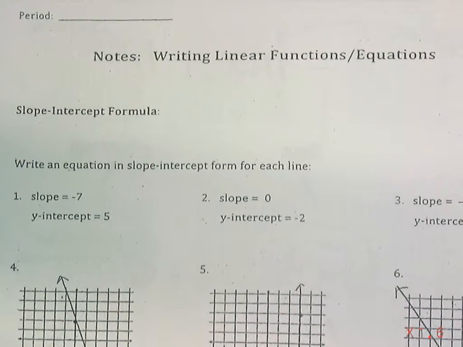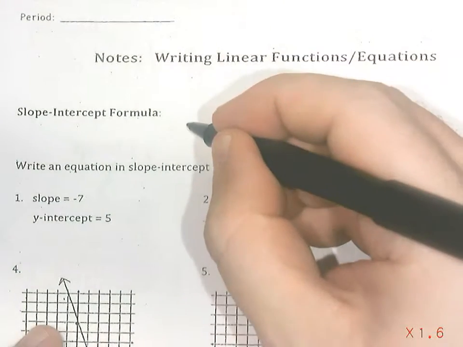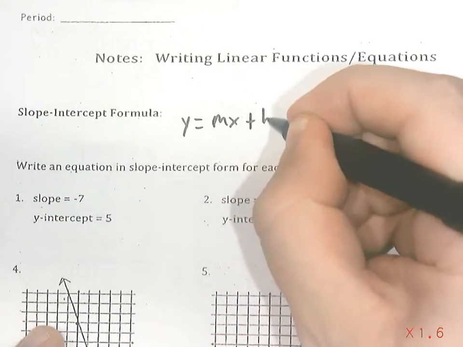All right, so today, on our happy math day, we're going to be writing linear functions, or the linear equations, from a graph. We're just writing them in general, okay? So first things first, in order to write a linear equation, we're going to write it in what we call the slope-intercept form. And the slope-intercept form is always written as y equals mx plus b.